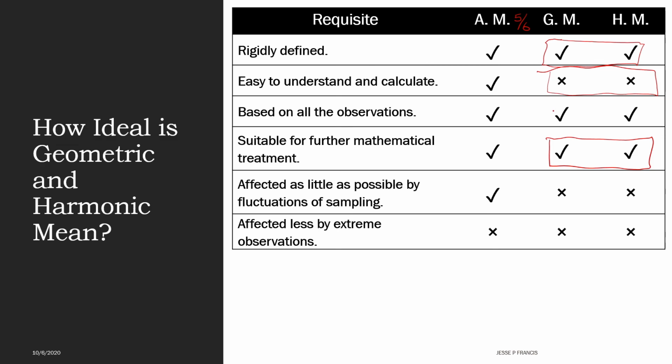Based on all observations, very much. We are using all the observations. In geometric mean, we are multiplying them all. In harmonic mean, we are inverting them and adding them up. So it's based on all observations.